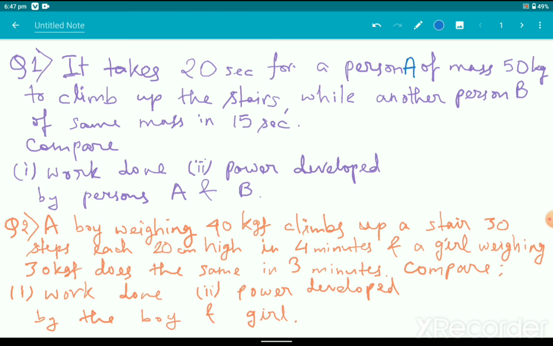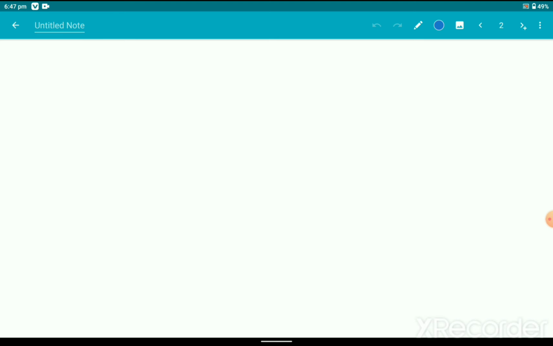Okay, so there are two persons A and B having the same mass, both having 50 kg mass. They climb up the stairs, one in 20 seconds and the other in 15 seconds. So you have to compare the work done by the persons A and B and the power developed by the persons A and B. When we say that we have to compare, we have to find out the ratio of the work done and the power developed. Fine. So let us come to the solution number 1.